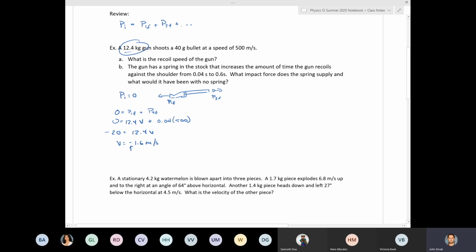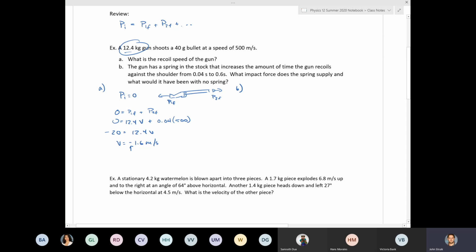Now, the gun has a spring in the stock that increases the amount of time. What impact force does the spring supply, and what would it have been without the spring? If you've ever shot a gun, there's a lot of recoil, depending on the gun. Some guns don't have very much recoil because there's a big spring in the butt. My brother-in-law is an ex-Marine, and we went shooting. I shot his gun and I was like, wow, there's no recoil. Then he took it all apart in like 2 seconds and showed me this massive spring in the butt, and it was really cool.